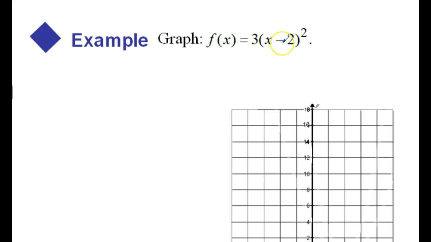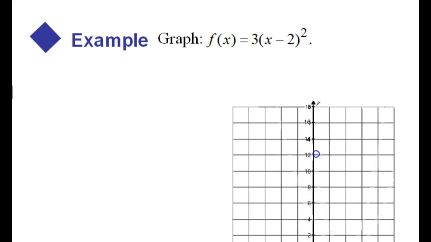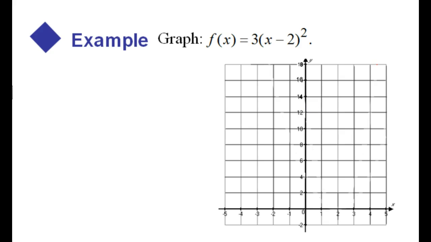So for this example, I would start at the vertex. And in this case, if I tag on a little plus 0 at the end, we can see that the vertex is 2, 0. So I'll start there. And then I just go over 1 up 3.